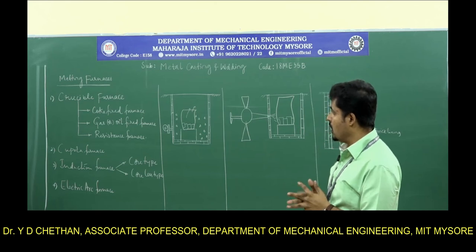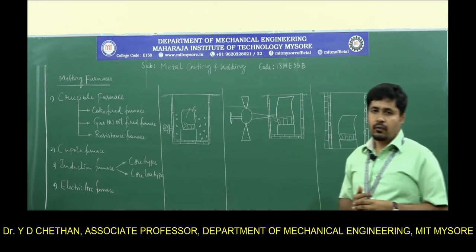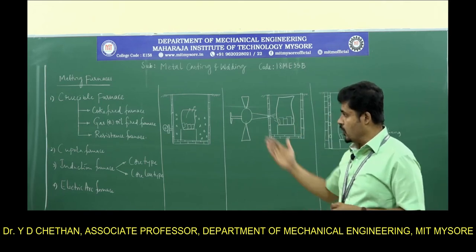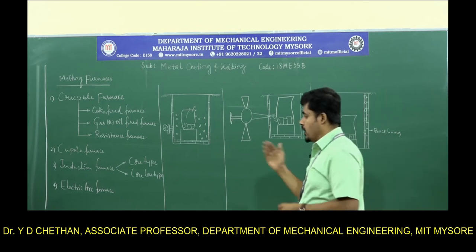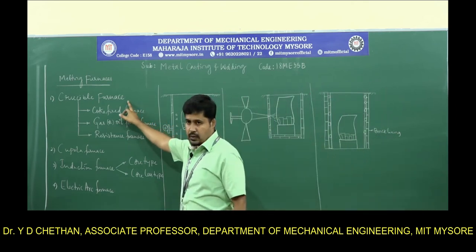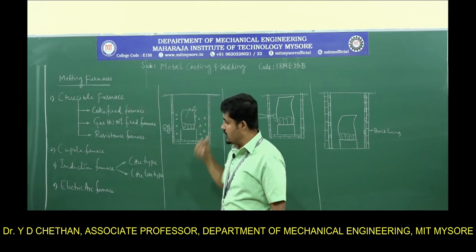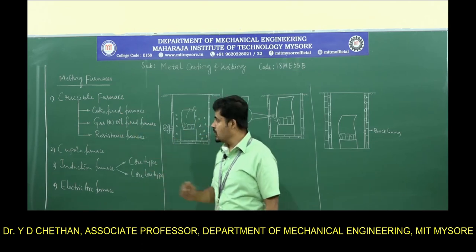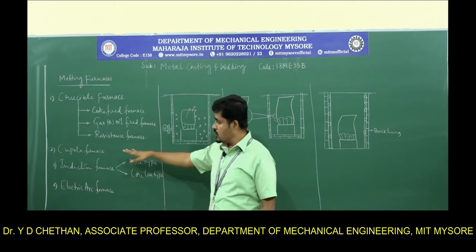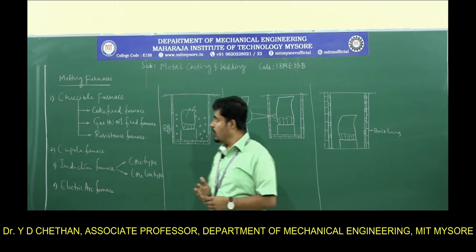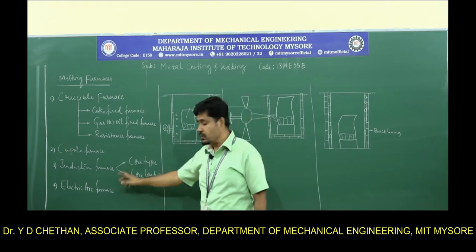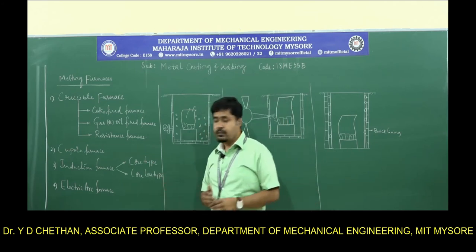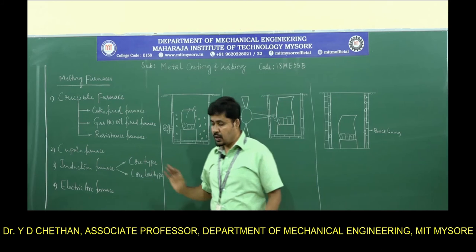Today you will be learning the working principle of different melting furnaces such as crucible furnace, cupola furnace, induction furnace and electric arc furnace. The first one is the crucible furnace. The crucible furnace is further classified into coke fired furnace, gas or oil fired furnace, then resistance furnace. The next one is the cupola furnace. The next melting furnace is the induction furnace, which is classified into two types, core type induction furnace and coreless type induction furnace. The last type is the electric arc furnace.